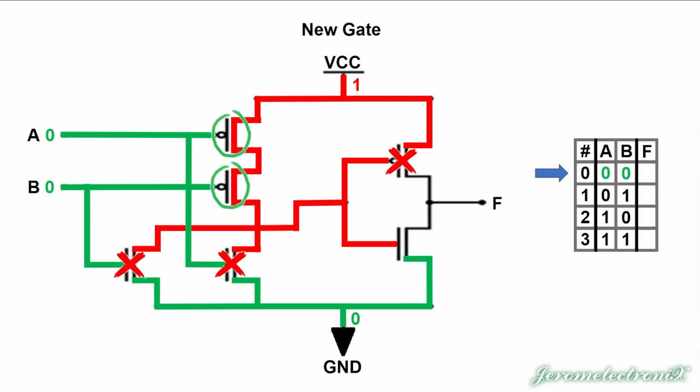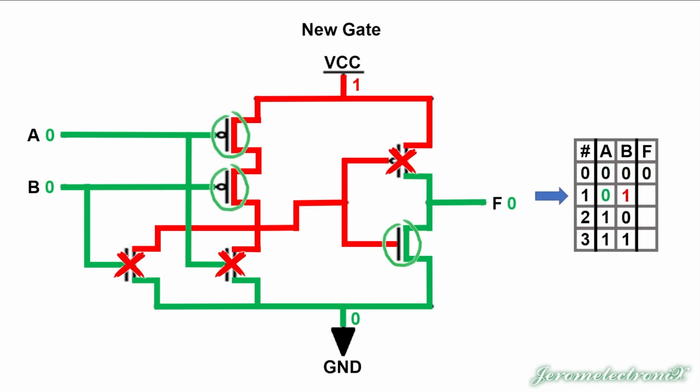So up at the upper PMOS, we've got a 1 going into the PMOS. That blocks it. But down here, we've got a 1 going into an NMOS, and that allows flow through that gate. And that flow goes to the outside, which means you put a 0 into both A and B, and you're going to get a 0 out.